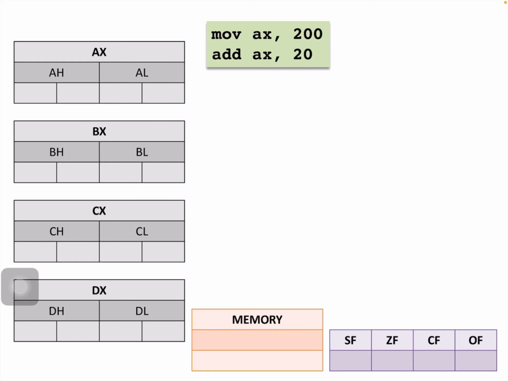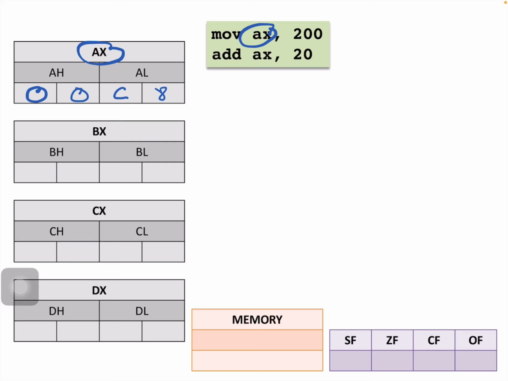Next example. This is an example of adding an immediate value to a 16-bit register. Now, we are going to use AX instead of AL. The instruction is move AX 200. 200 in hexadecimal is C8. When it says move AX, you have to write 00C8 in AX, not AH or AL individually, but AX.